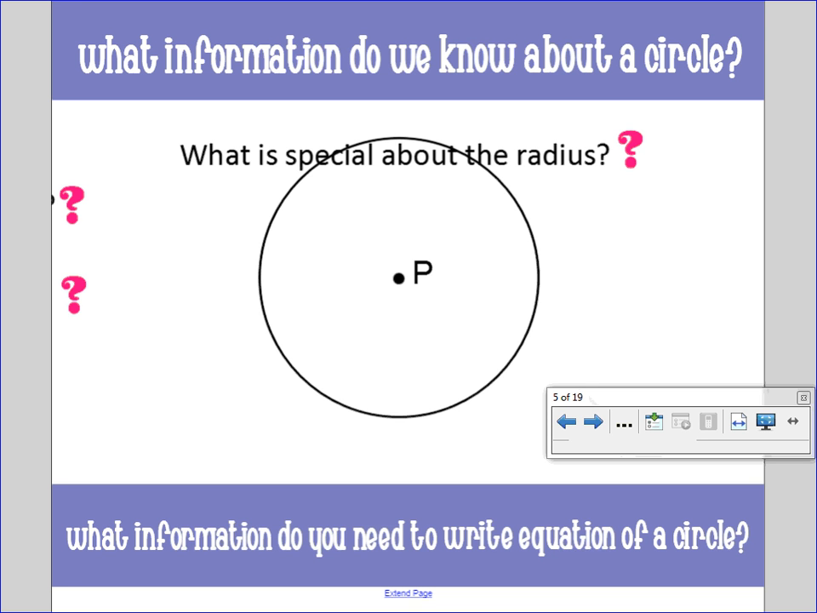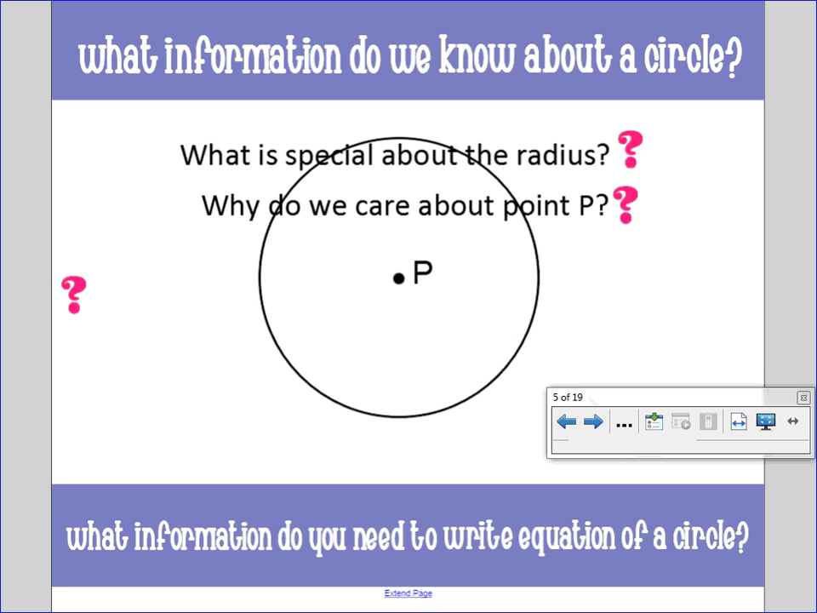Right, so it pretty much makes up the whole circle. In your definition, remember the definition of a circle said that it's a set of points that are all the same distance from the center. So that distance is your radius. You basically draw it, and then if you were to rotate it all around, that's what creates your circle. Alright, so that's why I care about the radius. It basically determines what size my circle is going to be. Okay?